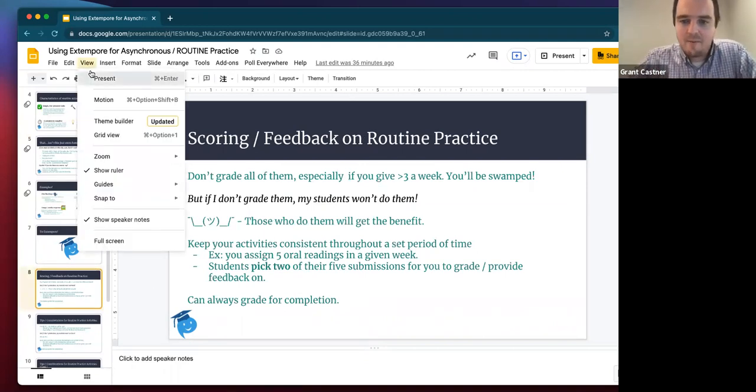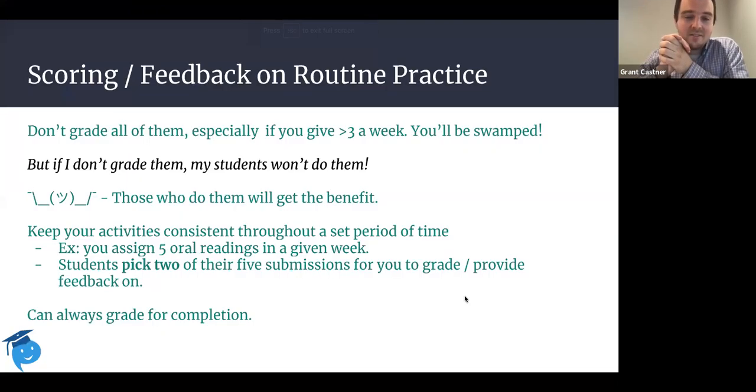Here is my feedback, my ideas that I pretty much already talked about. Don't grade all of them, especially if you give 3 a week, you'll be swamped. But if I don't grade them, my students won't do them. What do we do? Oh, well, I don't know. You do what you can. Those who do them will get the benefit.